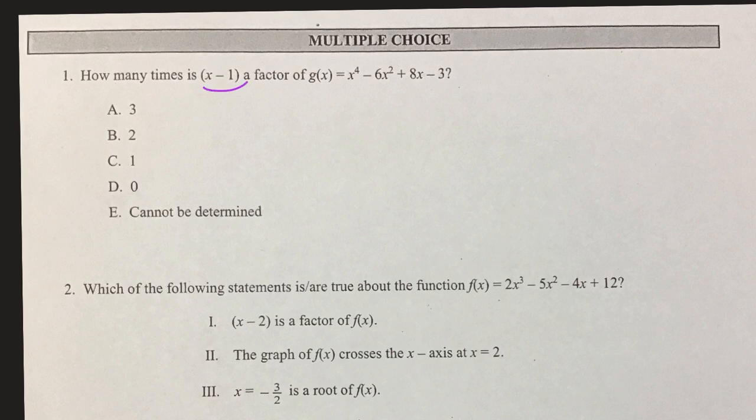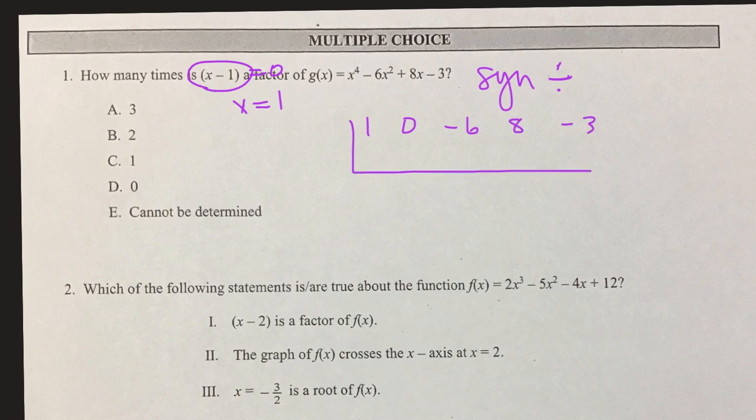How many times is x minus 1 a factor? Okay, so this is just a synthetic division problem. We're going to synthetically divide with 1. So first we solve that factor, and then we use our synthetic division. So there's 1x to the fourth, there's 0x cubed, there's minus 6x squared, there's an 8, and there's a minus 3. Okay, and we're going to do synthetic division with 1 as many times as we get a remainder of 0, right? We're looking for a remainder of 0.